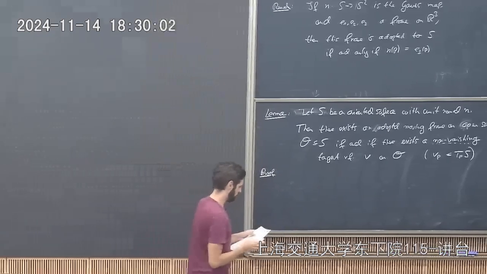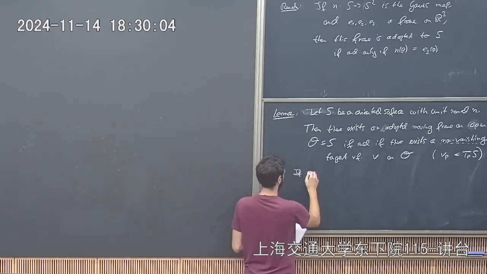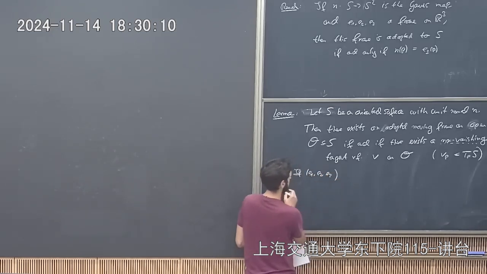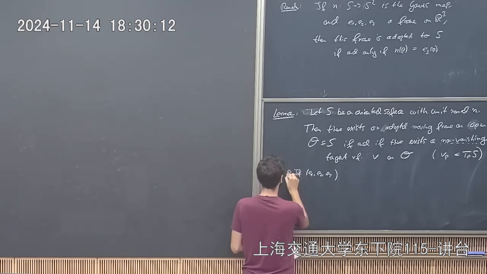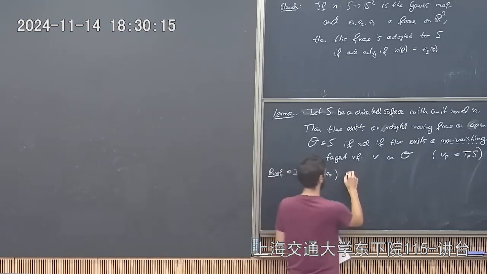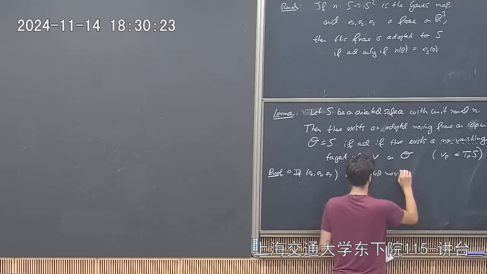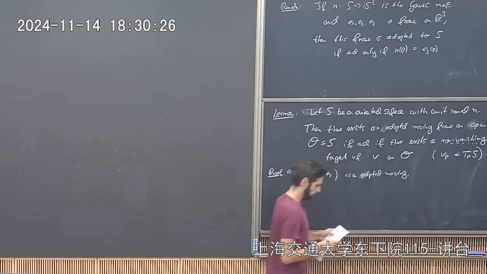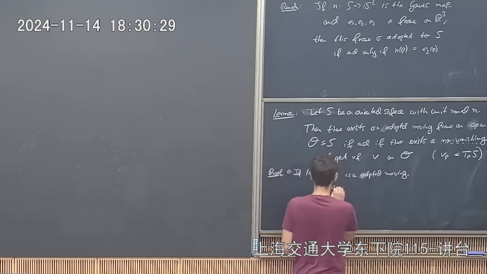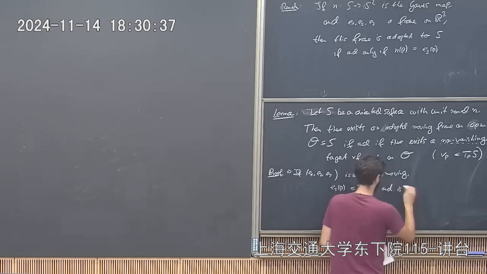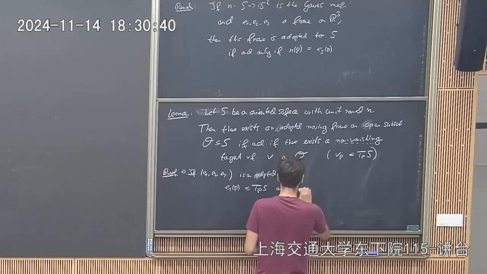So let's have a look at how this looks. The first one is, suppose that E1, E2, so that's the direction that we have on a moving frame. So if E1 and E2 is an adapted moving frame, then E1(P) is an element of T_P S and never vanishes.